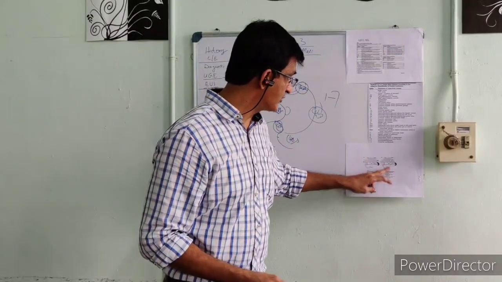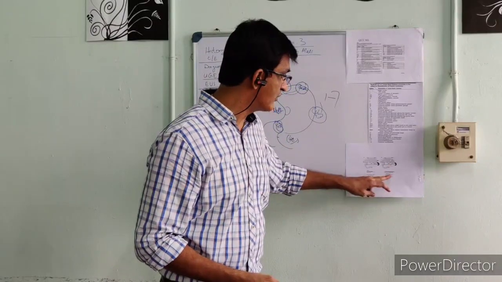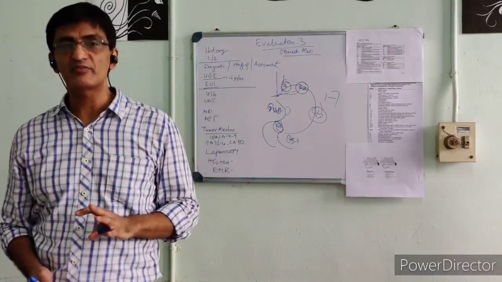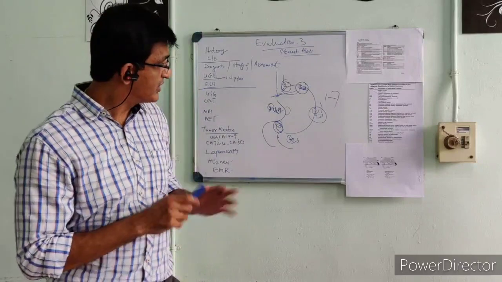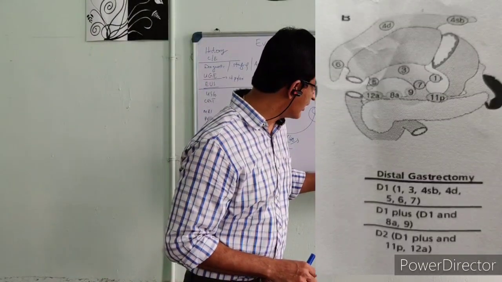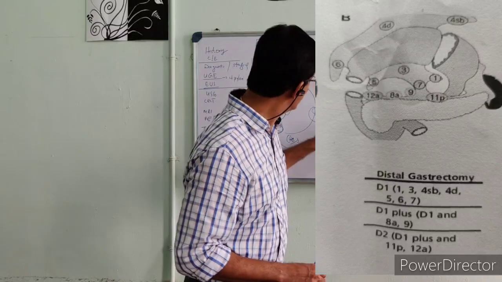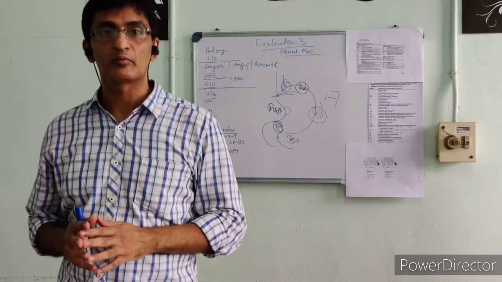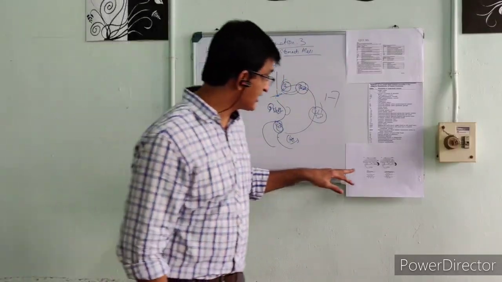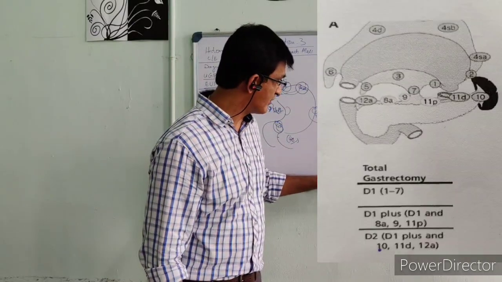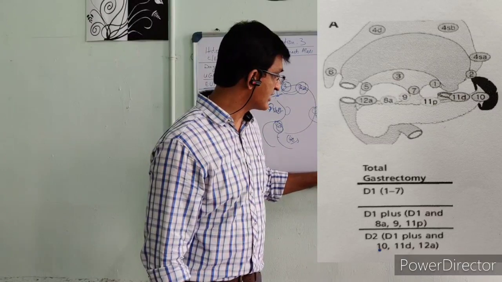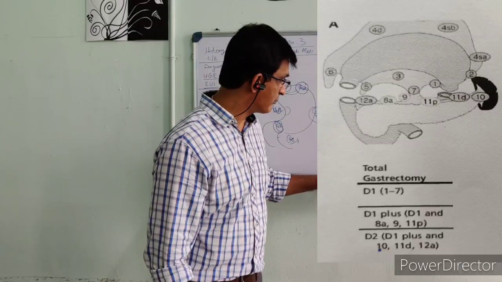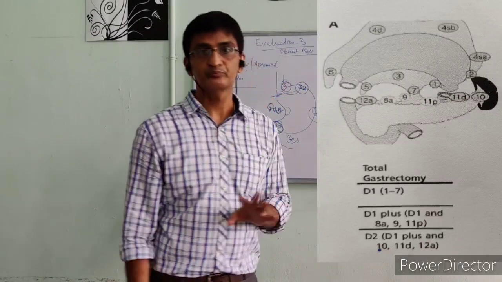First we talk about distal gastrectomy. In distal gastrectomy, what is D2? D1 plus and levels 11P and 12. It is a little confusing, but PGs will understand it now. So D2 gastrectomy includes all the nodes from level 1 to 7, excluding these two groups, up to level 12A. That is the D2 gastrectomy. Okay. Total gastrectomy is a little more simple. D1 includes level 1 to 7. D1 plus includes D1 gastrectomy plus 8A, 9 and 11P. And D2 gastrectomy is D1 plus, and level 10, 11D and 12A.